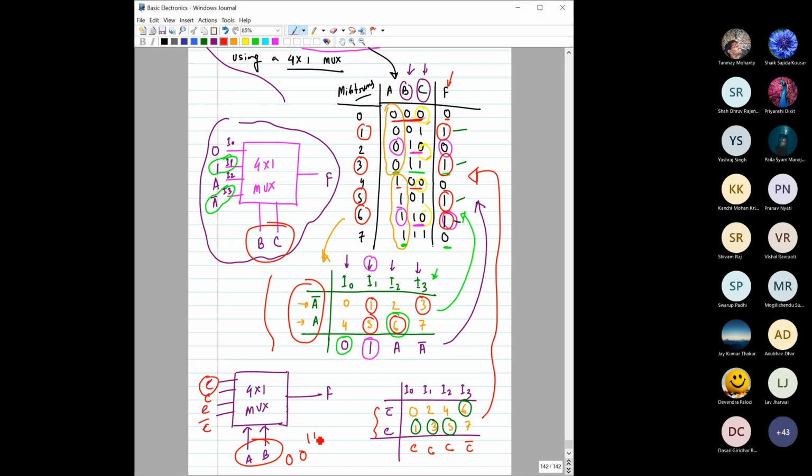Now say AB becomes 1 1. When AB becomes 1 1 for this case, then C bar will be selected. And what is the value of C? C value is here 1. So 1 bar becomes 0. So the output is 0, so F is equal to 0. So you can see that we can always correlate with this table and this design.